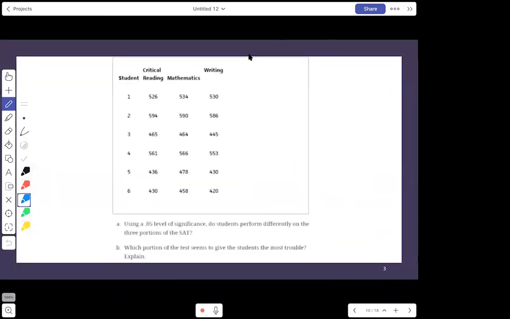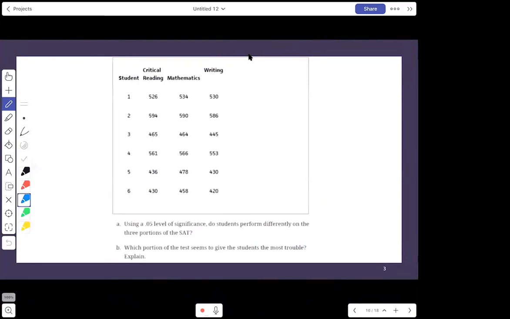So essentially what we want to check here is whether or not the scores, from an SAT test, right? We wanted to find out whether or not the mean scores for reading, mathematics, and writing are the same or do they differ. So we looked at 6 students who did SATs and looked at their scores.